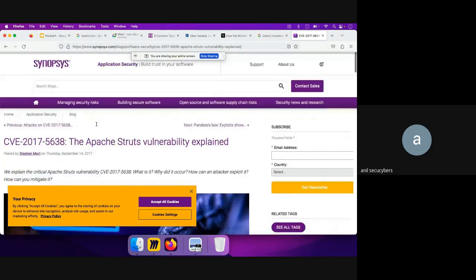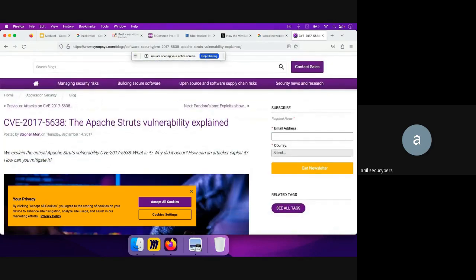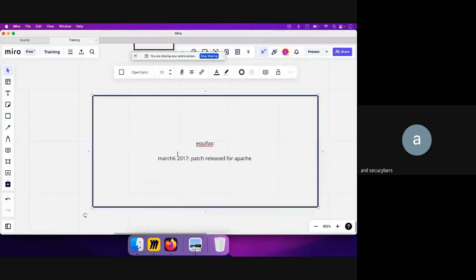But for now, I will say this is one of the vulnerabilities that was present in Apache Struts, which one of the Equifax servers was running. That software had a patch released on March 6, 2017.